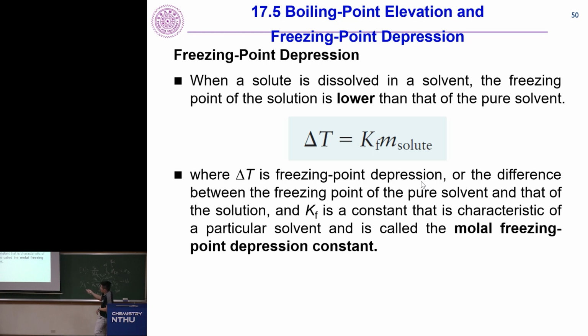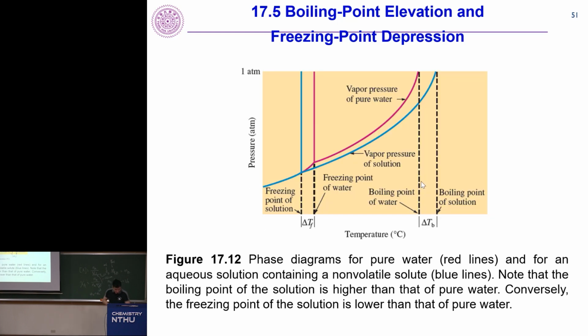Kf is a constant characteristic of the particular solvent. Again, Kf and Kb are both characteristic of the solvent. It has nothing to do with what solute you add. It's called the molal freezing point depression constant. Okay. So the consequences are like this, right?